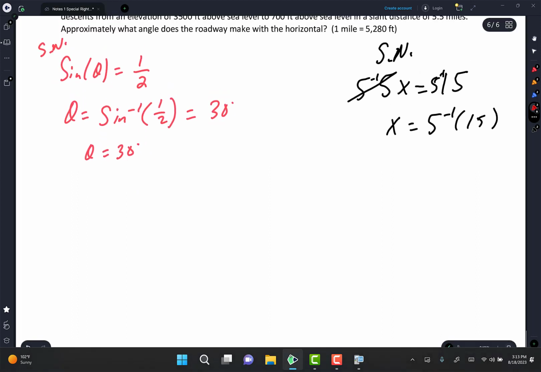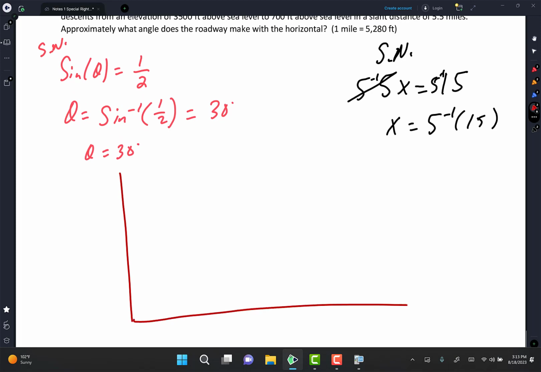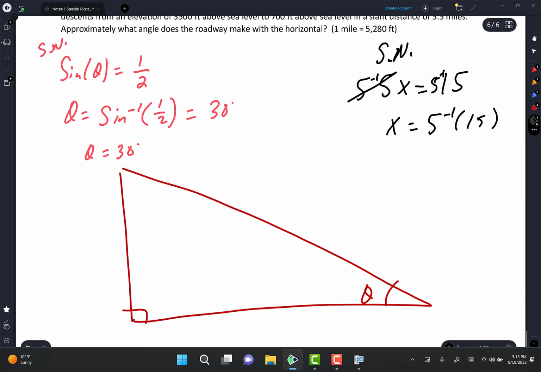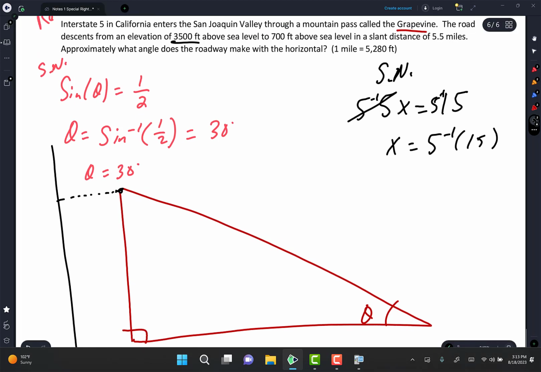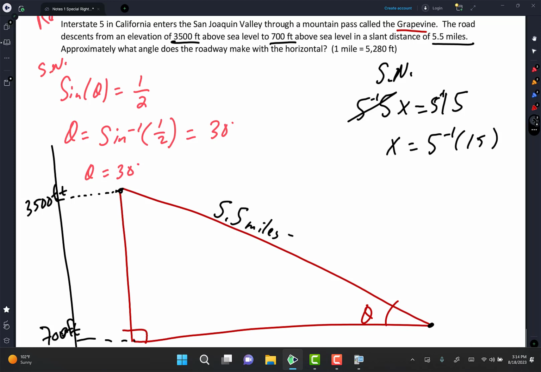Okay, so here's what's going on. I'm going to draw a big triangle. Here's my angle. And this is a grid or a scale. At one point of the highway, you are how many feet above sea level? 3,500 feet. And at the other point on the highway, you are how many feet above sea level? 700 feet. And then this slant distance is 5.5 miles. Are we still okay? Okay.